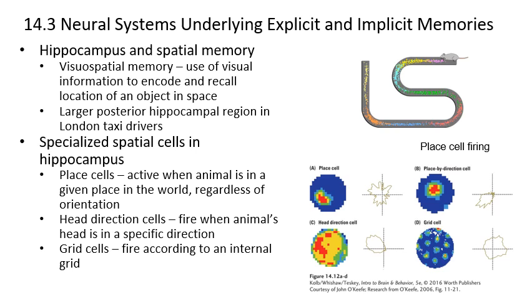There are also head direction cells that fire when an animal's head is in a specific direction. So regardless of where they are in space, if their head is pointed to the right, then a specific group of cells are firing. And then finally, grid cells fire according to an internal grid. So again, regardless of what environment you're in, your brain creates a grid of that environment, and cells fire according to where you are in that grid that you've created in your head.